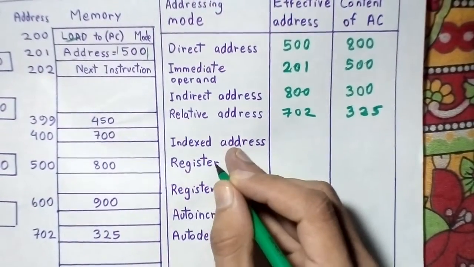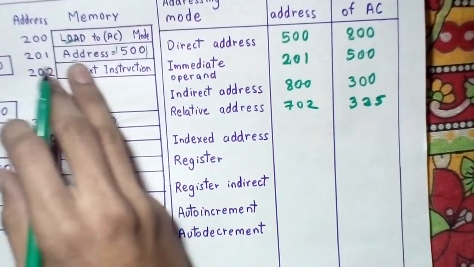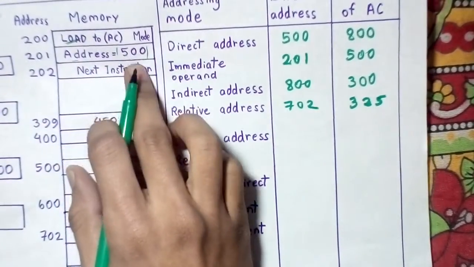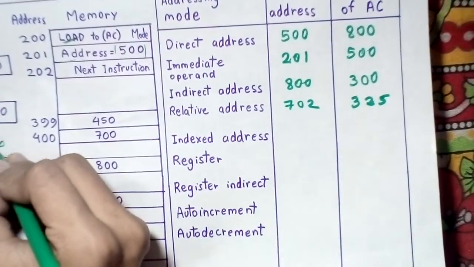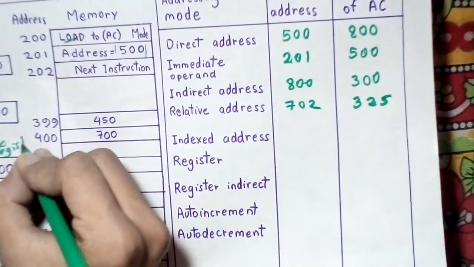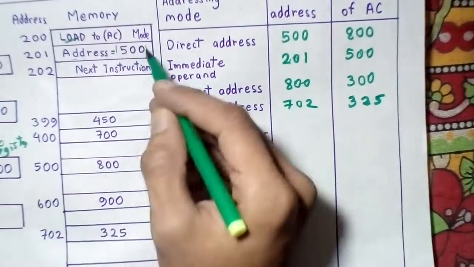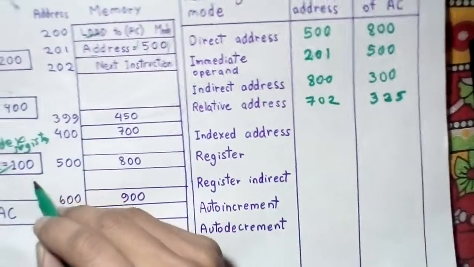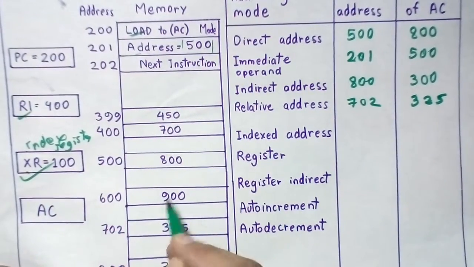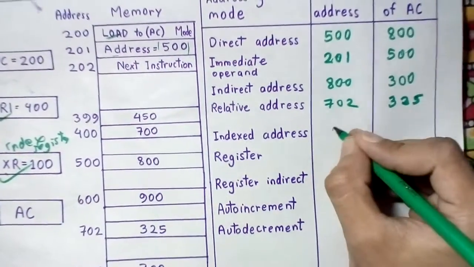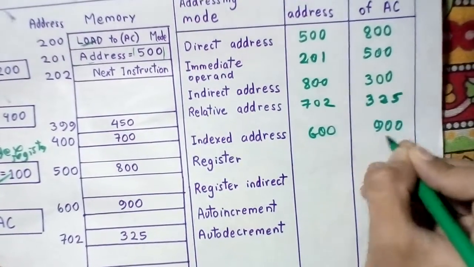Now in index address, whatever address is there, we'll add it to the index register. This is the index register. It is 100, so 500 plus 100 is 600. In 600 we find the operand, so 600 is the effective address. Then the value is 900.